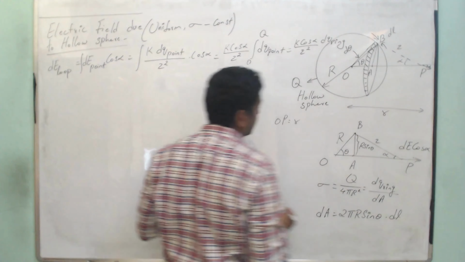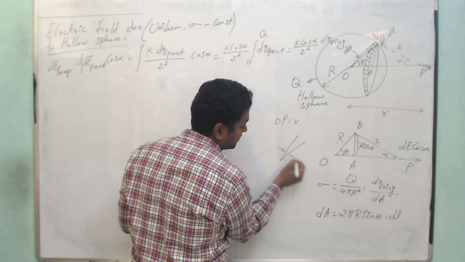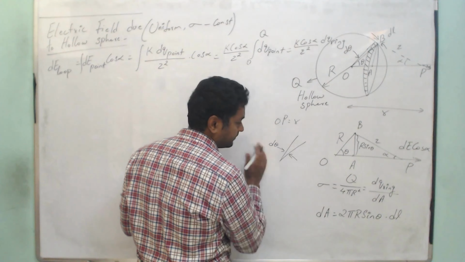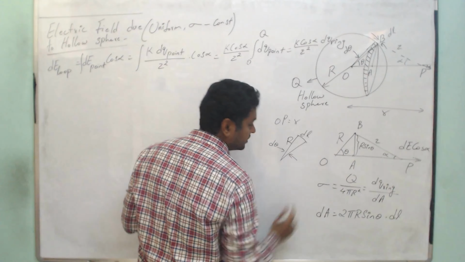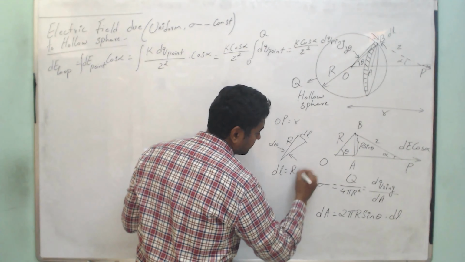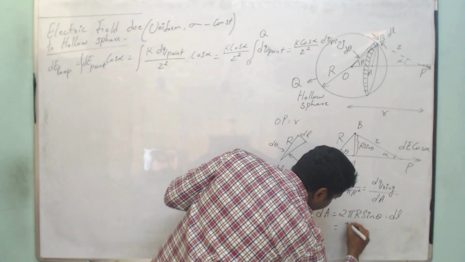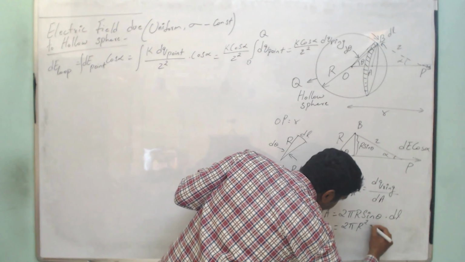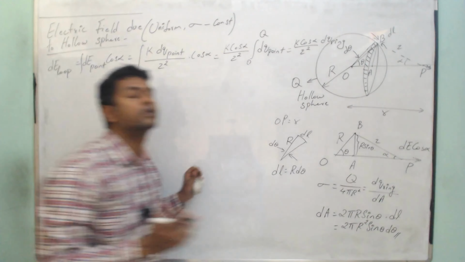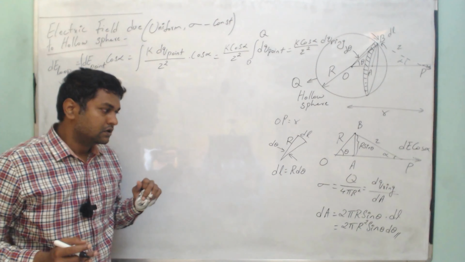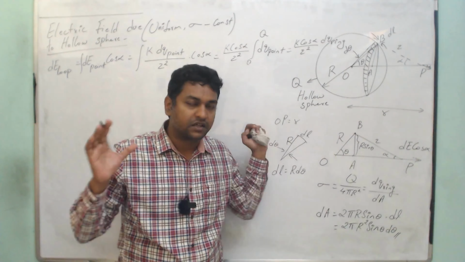I'll draw a small figure for that. So this is my d theta subtending, and this is my dl, and this is the radius. So dl is nothing but r d theta. I'll substitute that over here. So what will I get here? 2 pi r square sine theta d theta. This is my dA. So the dA I'll substitute here, cross multiply, and I'll get dq of the ring.